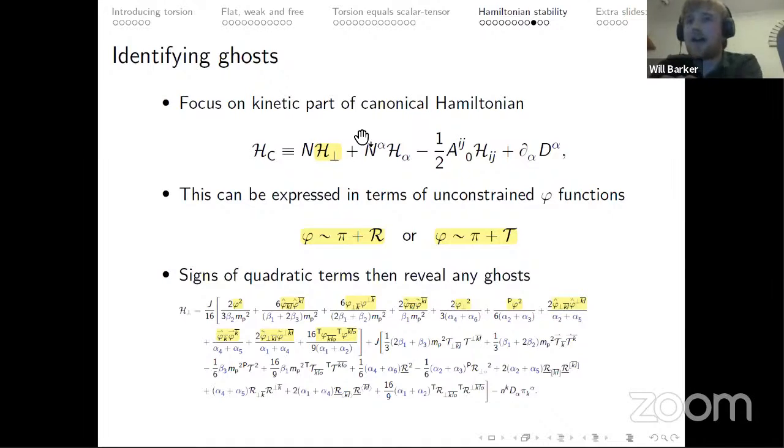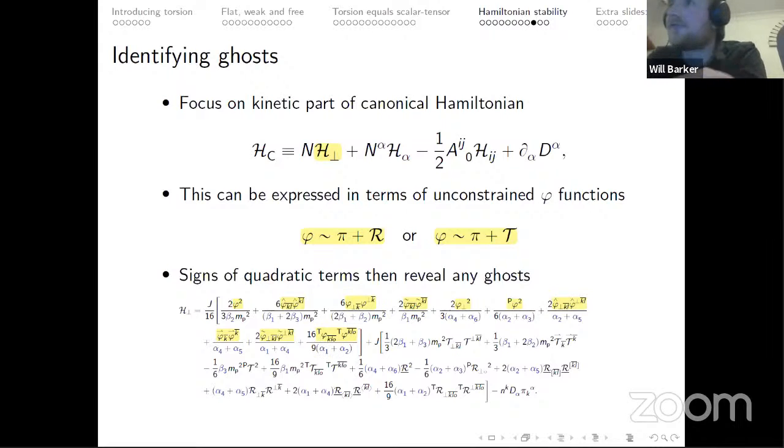This is a more in-depth look at the actual structure of the Hamiltonian of the quadratic torsion theory. So you pick out the kinetic part of the Hamiltonian, which is this first term here. And it has this very big, complicated expression. The only thing you need to notice about this expression for the kinetic part of the Hamiltonian is that it's quadratic in these phi functions, and these phi functions that appear here are going to be the unconstrained phi functions.